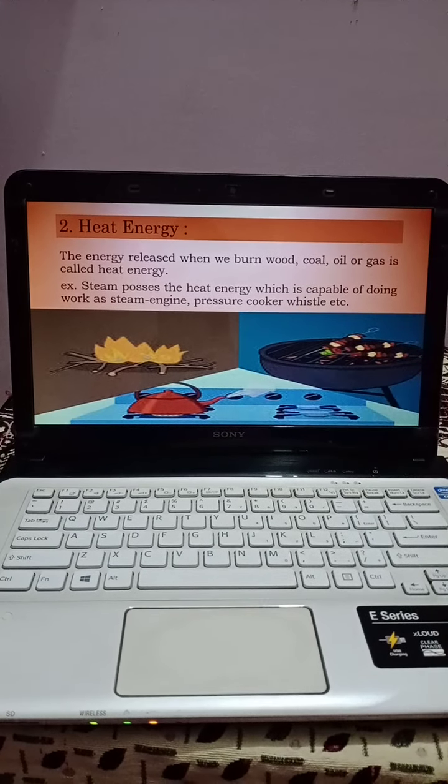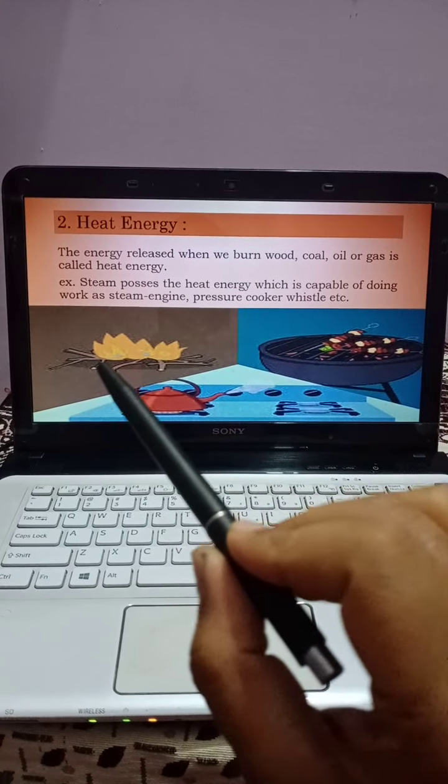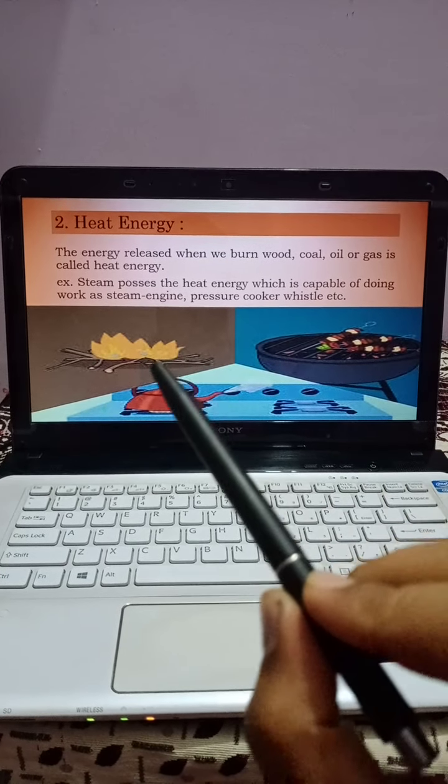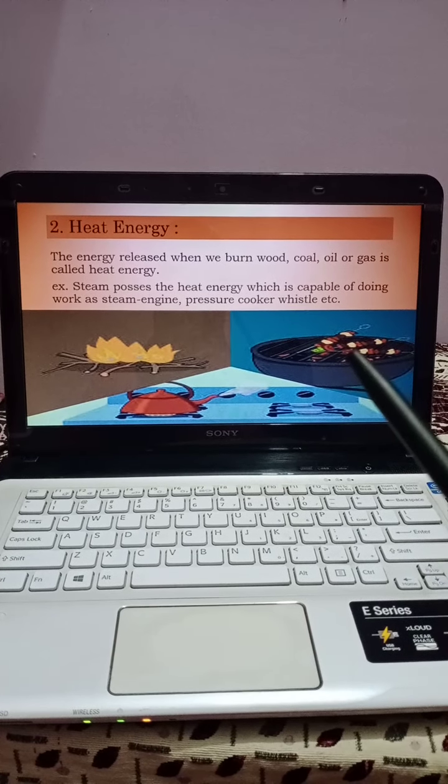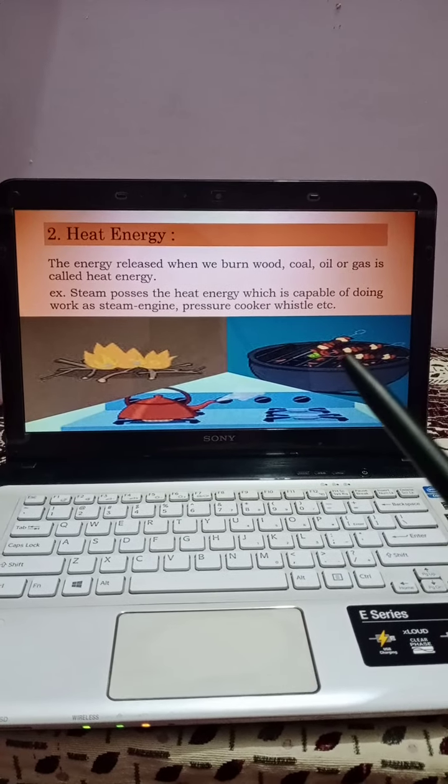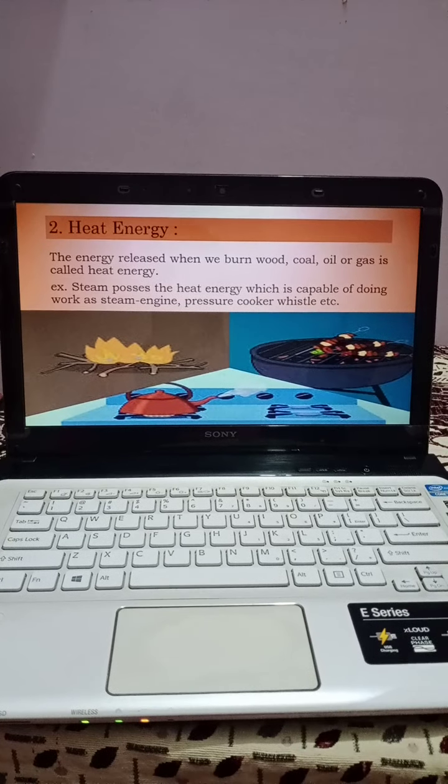Here you have the different diagrams. The object is burning, here is the pressure cooker, and with the help of heat energy few food materials are cooked.